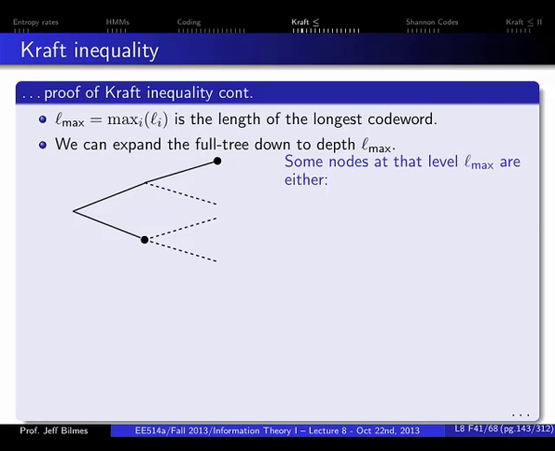So some of the nodes at that level, some of these vertices, I should say, at this level of the tree, are either code words themselves, like this guy's a code word here, or they might be descendants of a code word. So if, for example, this is a code word, and this is a descendant of a code word here, or they might be neither. For example, this guy here is neither a code word nor a descendant of a code word.